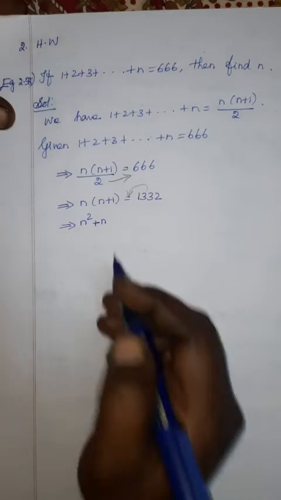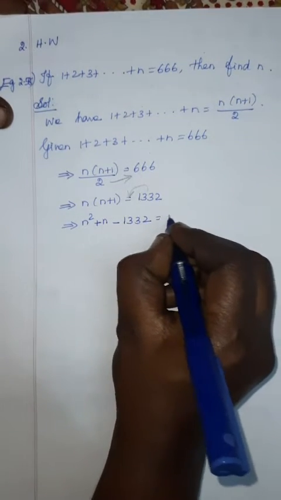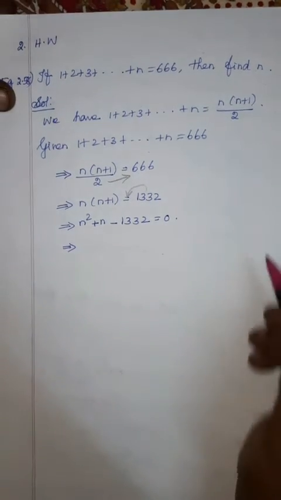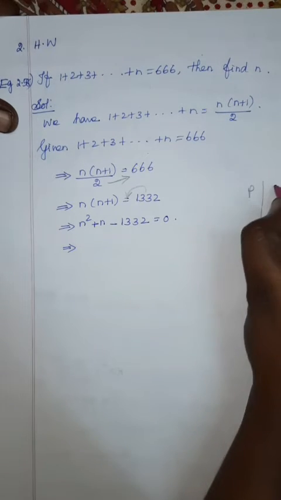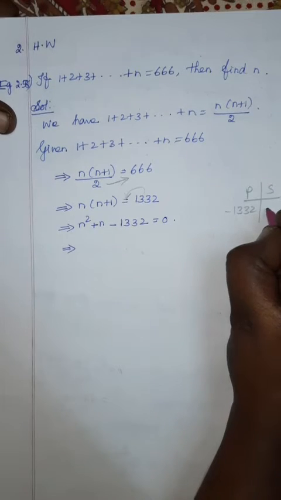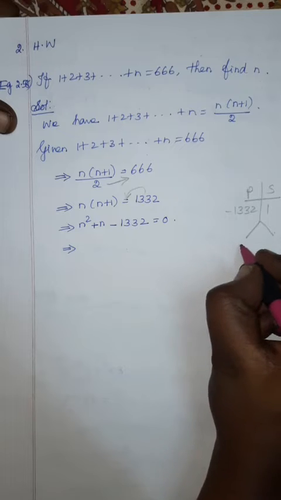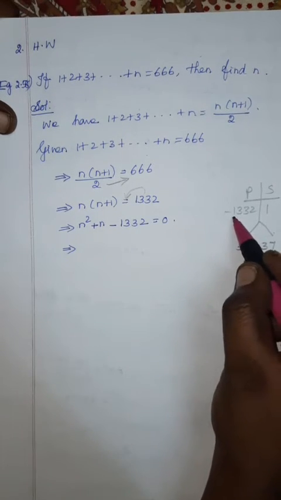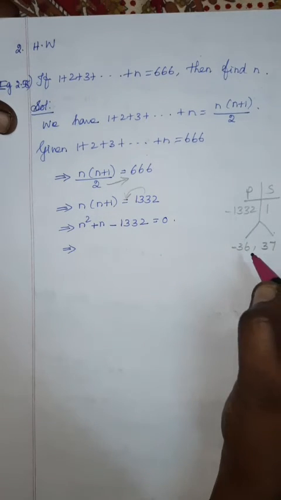Okay, so it will change as n² + n − 1332 = 0. Now we can do the product-sum method. For this, the product is −1332 and the sum is plus 1. The suitable numbers are 36 and 37, but the product is negative and the sum is positive, so the smaller number will give the negative.